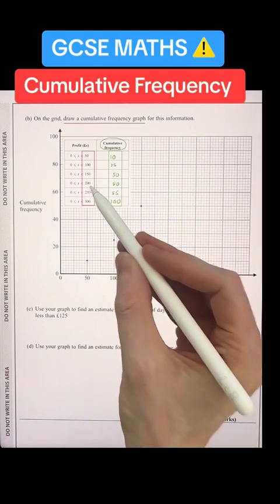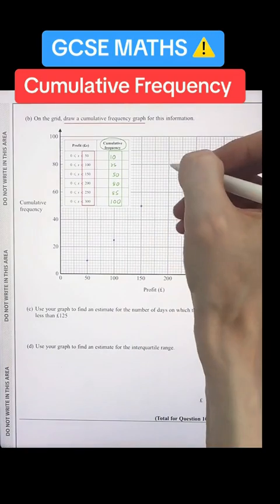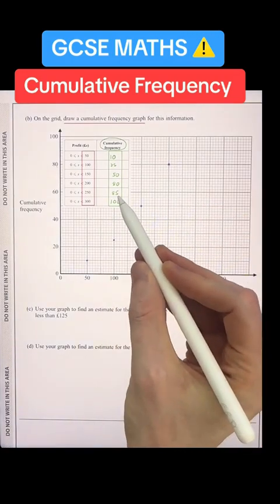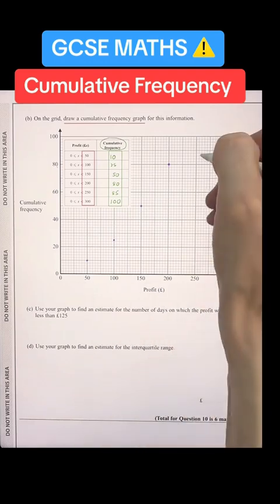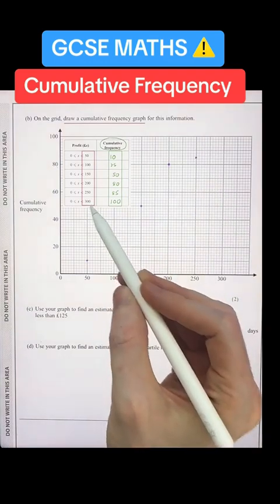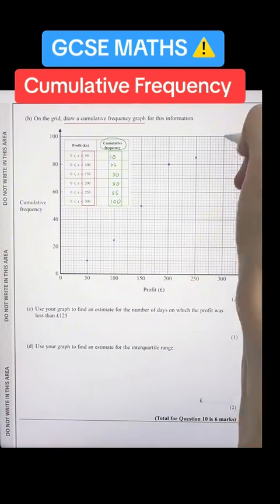My next point, I go along 200, up 80. My next point, I go along 250, up 85. And my last point, I go along 300, up 100.